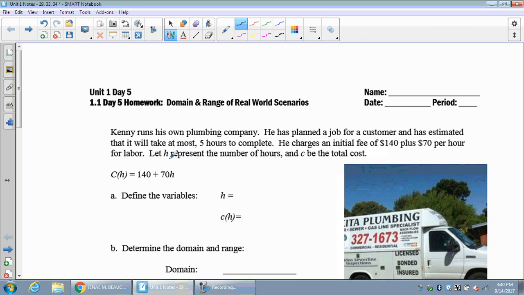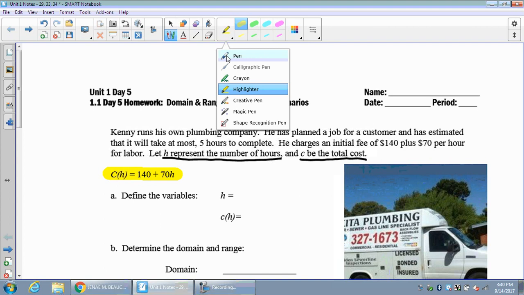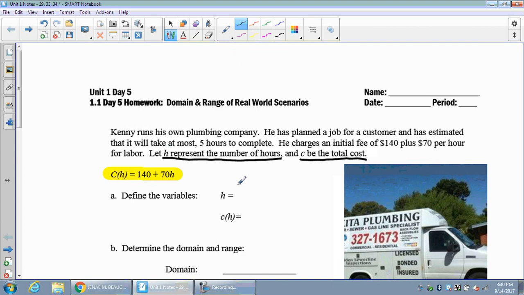Let H represent the number of hours, so I'm going to underline that because it's defining my variables, and C be the total cost. Then I see that it gave me a model, so I will highlight that model. C of H equals 140 plus 70H. And now I'm asked to divide my variables. Well, because I did a nice job here of underlining as I read, I see that H is number of hours, and C of H will be cost.